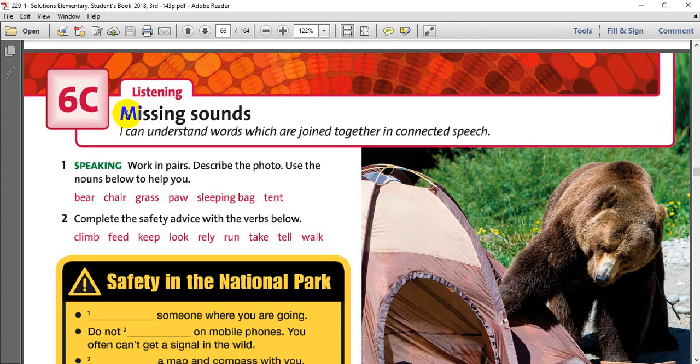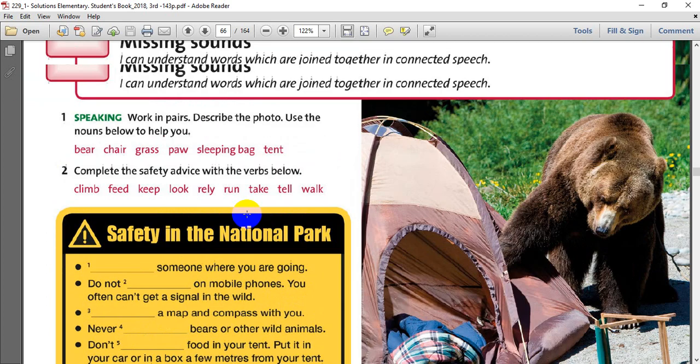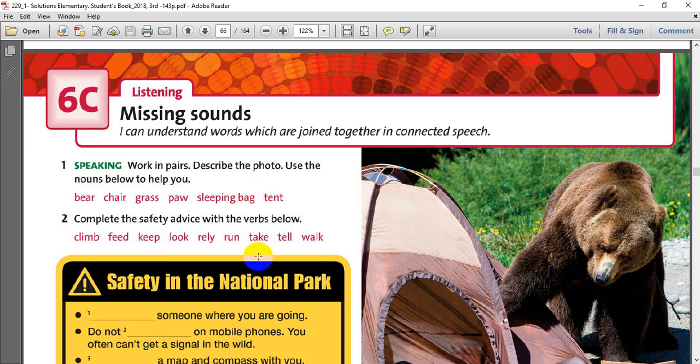Our new lesson from Unit 6C listening section, missing sounds. In this lesson we are going to talk about national parks, listening for missing sounds, safety in the outdoors, and past simple endings.